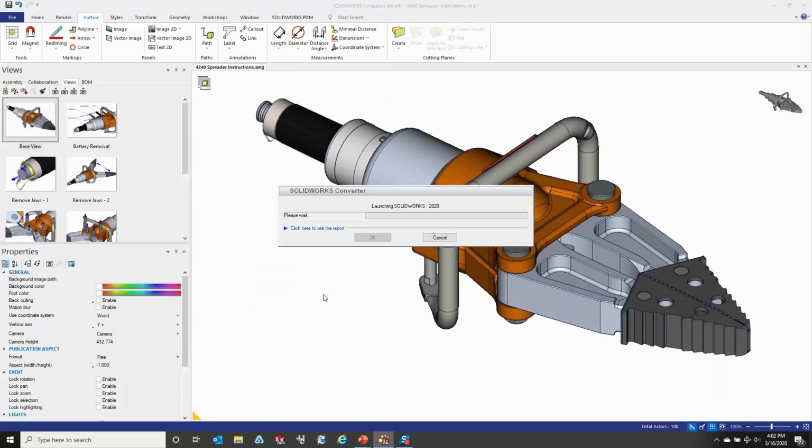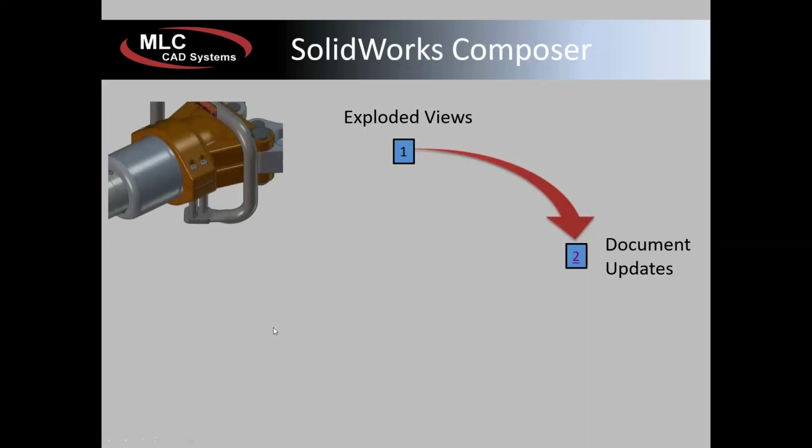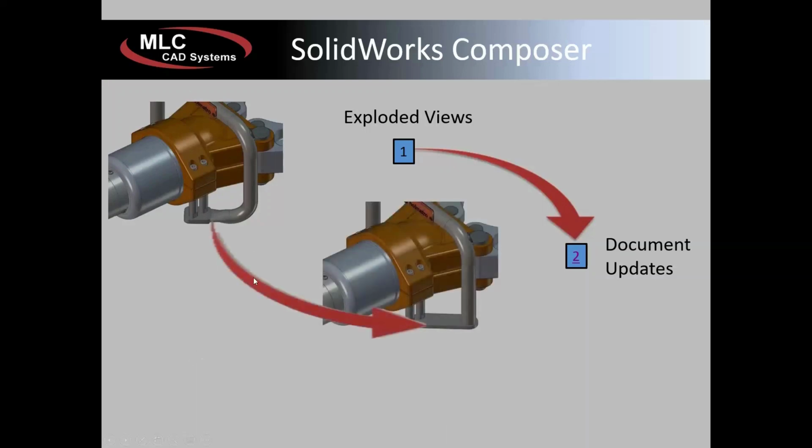Now, while this process is running through, let's just talk about how you would handle this in a traditional environment. So you have basically assemblies that you bring into your technical publication. You would create your still shot images, and then you'd start your publication. But then an engineering change happens. Now, handling that has always been a tricky scenario.